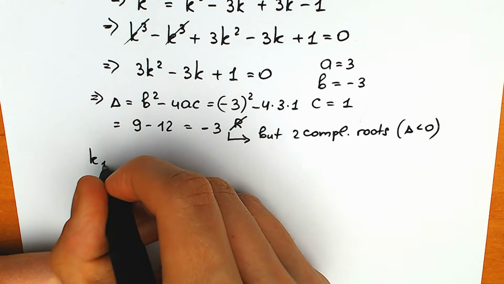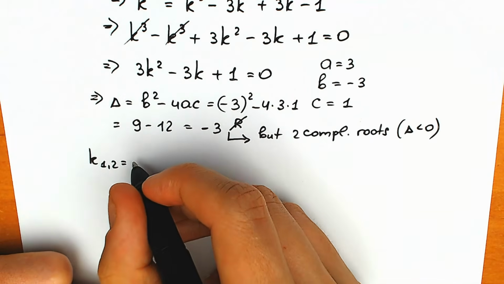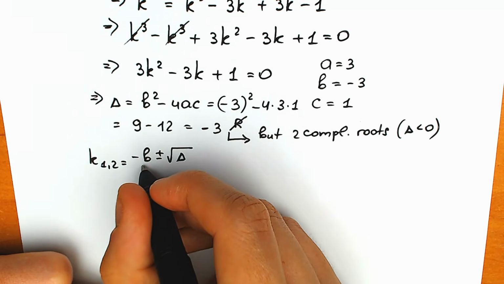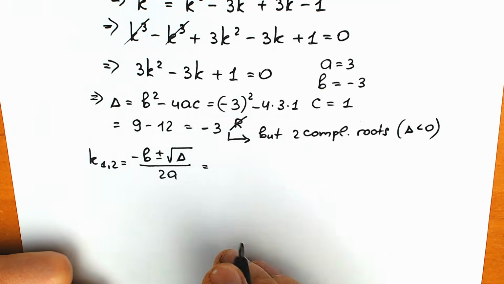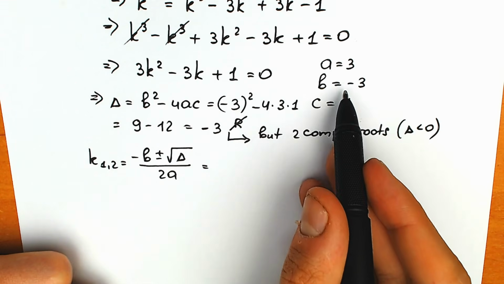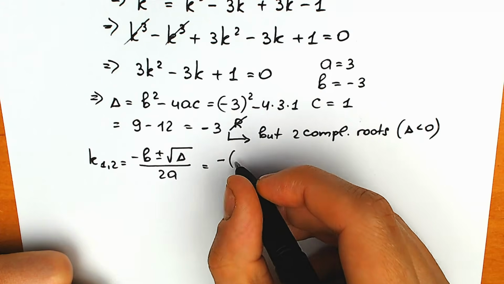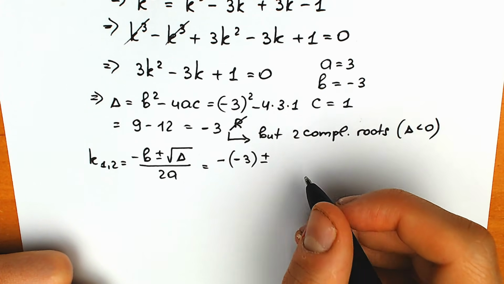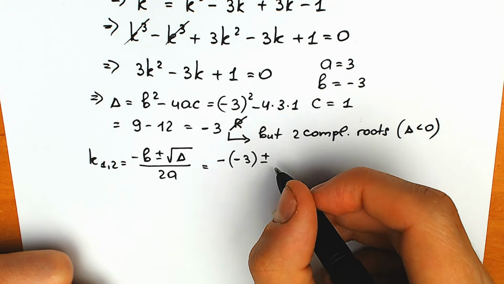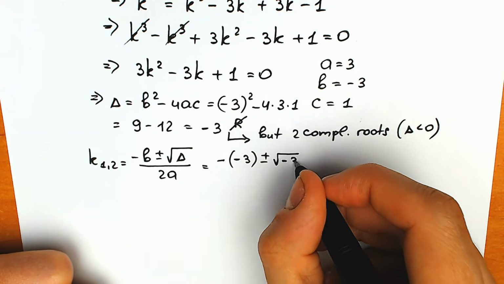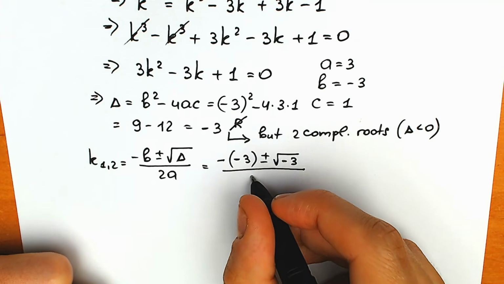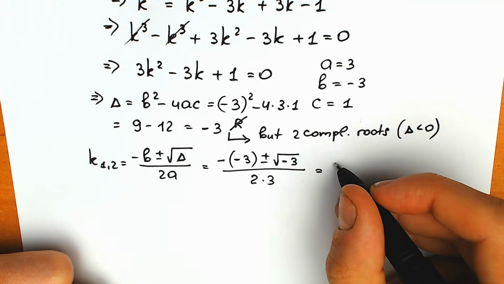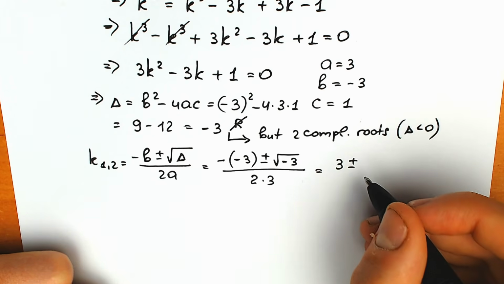So we have k first and k second. We have two roots equal to minus b plus minus square root of the discriminant, all over 2a. Let's plug in everything we know: minus b, minus minus 3, so 3, plus minus square root of the discriminant, square root of minus 3, and all over 2a, 2 times 3. So let's simplify it: minus minus 3 equals 3, 3 plus minus square root of minus 3.